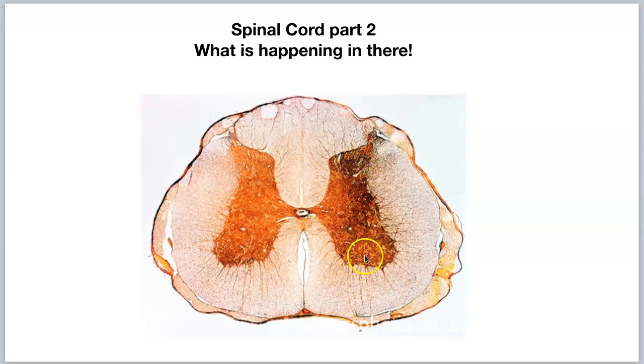Here's our gray matter. What is gray matter? Gray matter in the CNS is a collection of neuron cell bodies. So lots of cell bodies within the gray matter.